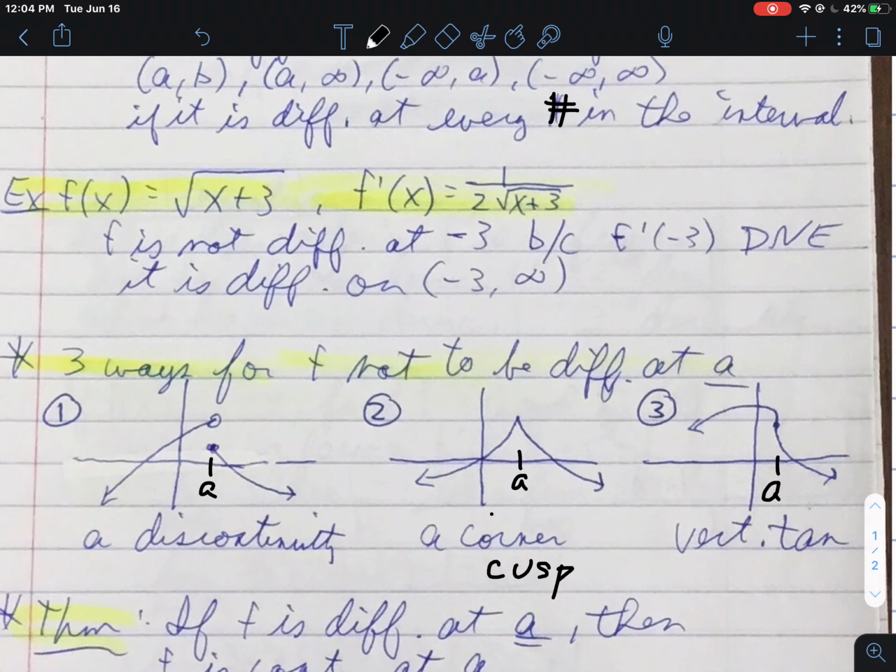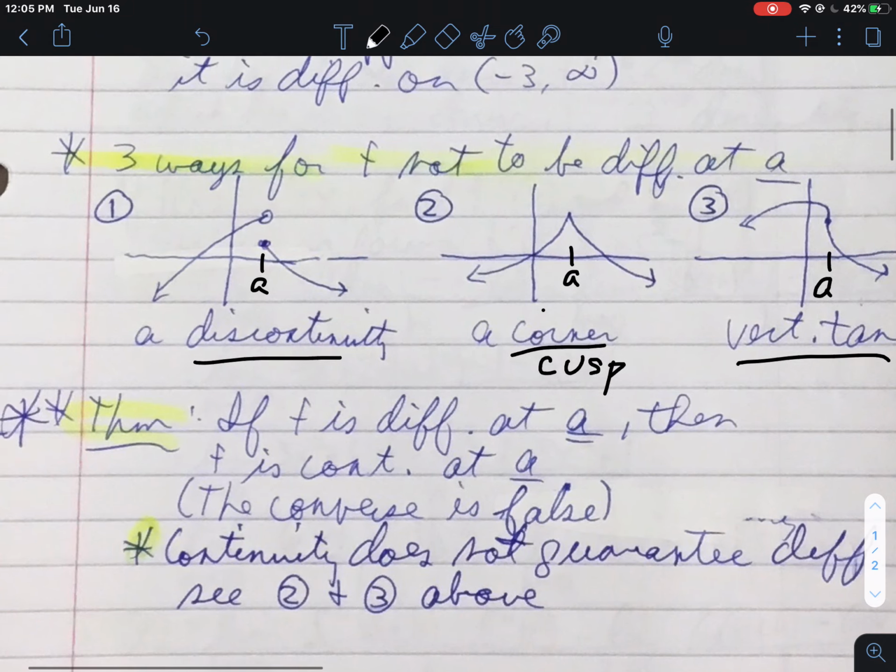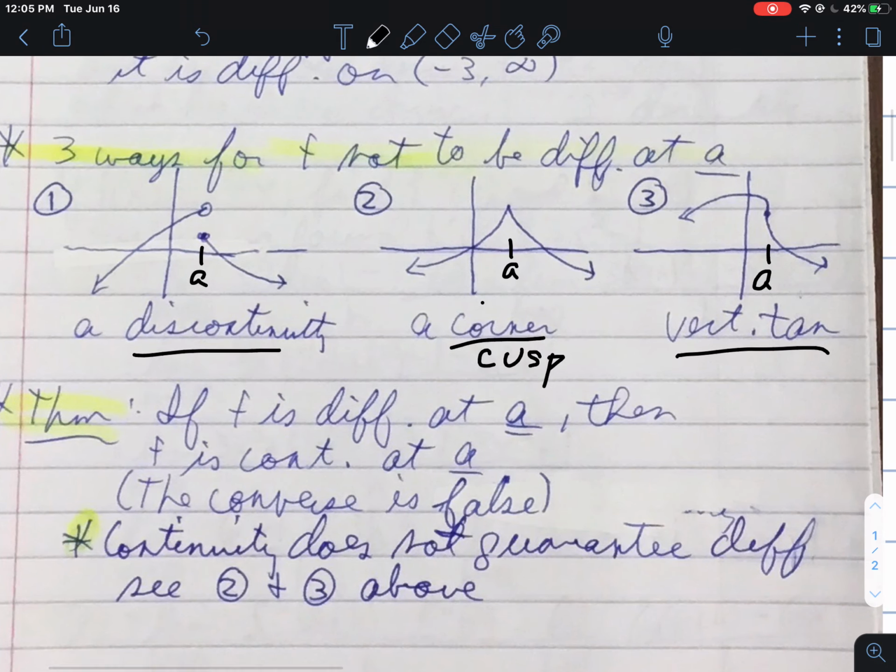So those are graphically, visually, three ways that you can tell if a function is not differentiable at a point. You either have a point of discontinuity, or you have some type of corner or cusp, or there's a vertical tangent. Now, big theorem, the next one that's stated. This is one of the ones, like I said, we keep talking about continuity and differentiability. This is the one that gets misinterpreted all the time. Theorem that says if f is differentiable at a, then f is continuous at a.